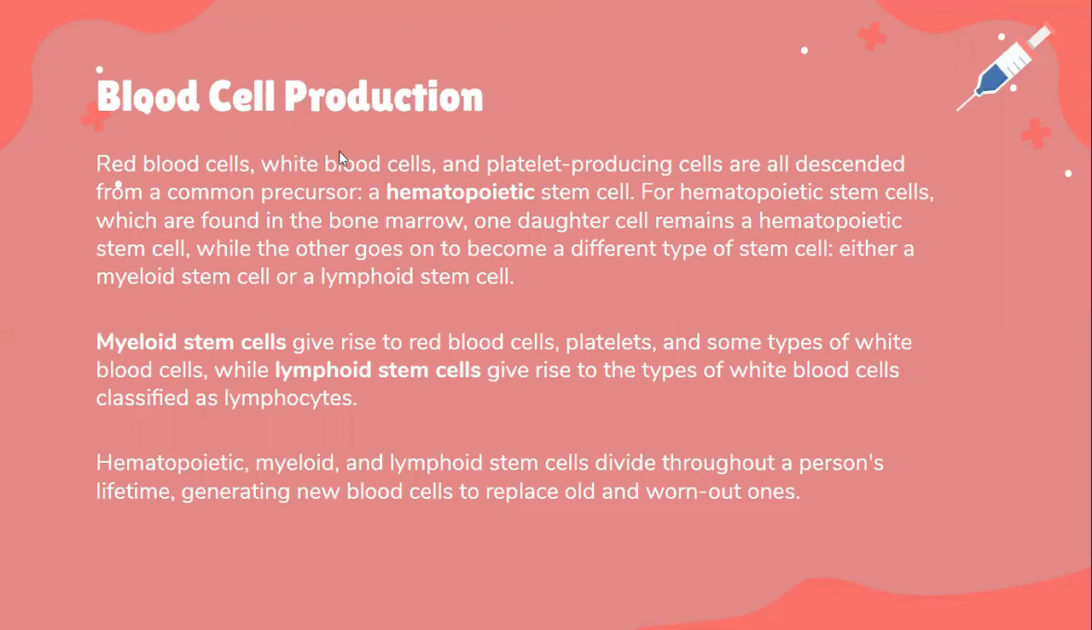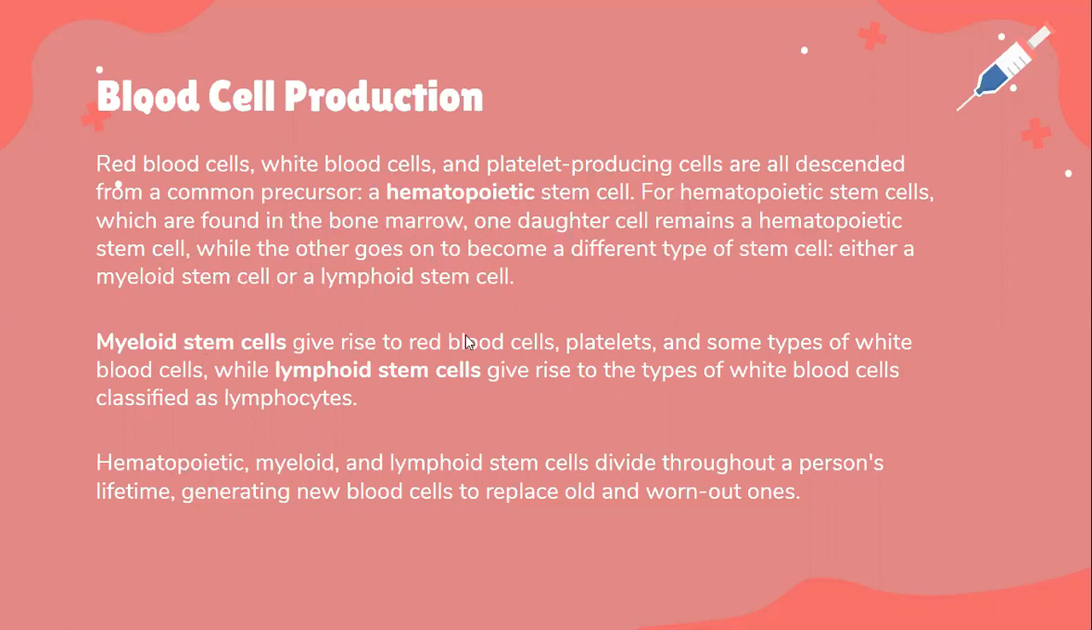So here's more on blood cell production. Red blood cells, white blood cells, and platelet-producing cells are all descended from a common precursor, a common ancestor, called the hematopoietic stem cell. For these stem cells, which are found in the bone marrow, one daughter cell remains a hematopoietic stem cell, while the other goes on to be a different type of stem cell, either a myeloid stem cell or a lymphoid stem cell.